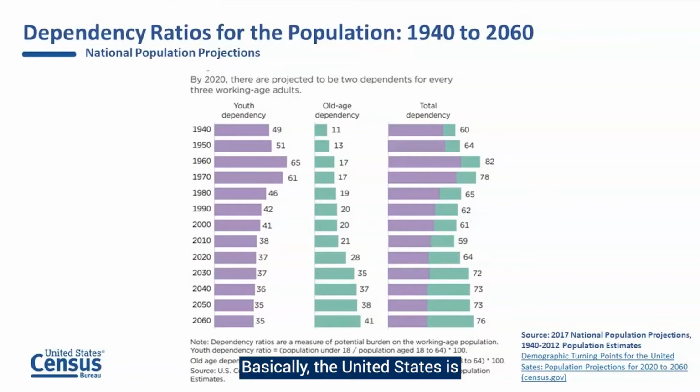Basically, the United States is expected to shift from a youth-dependent population toward an old age-dependent population, as older adults outnumber children. What's also evident is that the total dependency ratio is quickly increasing from 59 in 2010 to 76 in 2020, meaning that the youth of today will have a larger caregiving burden as working adults.